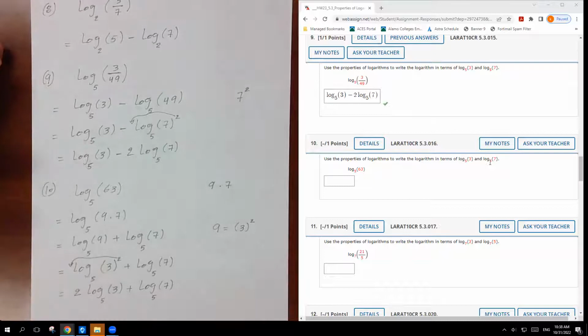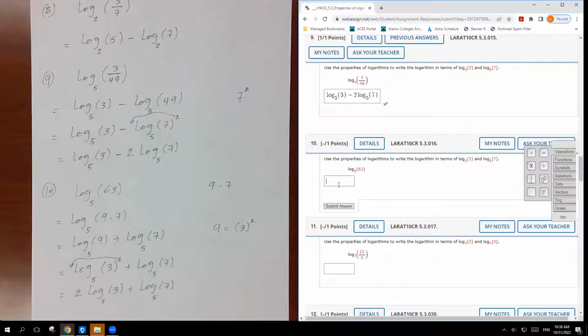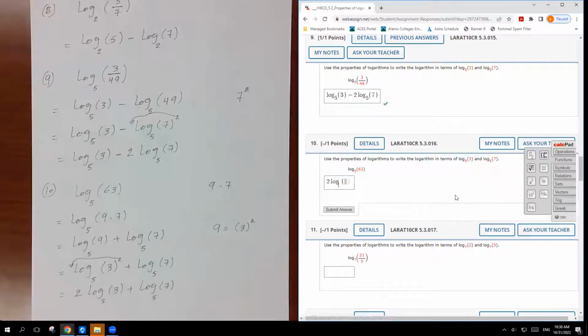Now our solution is written in terms of log to the base 5 of 3 and log to the base 5 of 7. So it's going to be 2 log to the base 5, and here is a 3. Close the parentheses, plus log to the base 5 of 7. Close the parentheses. That's it for this example.